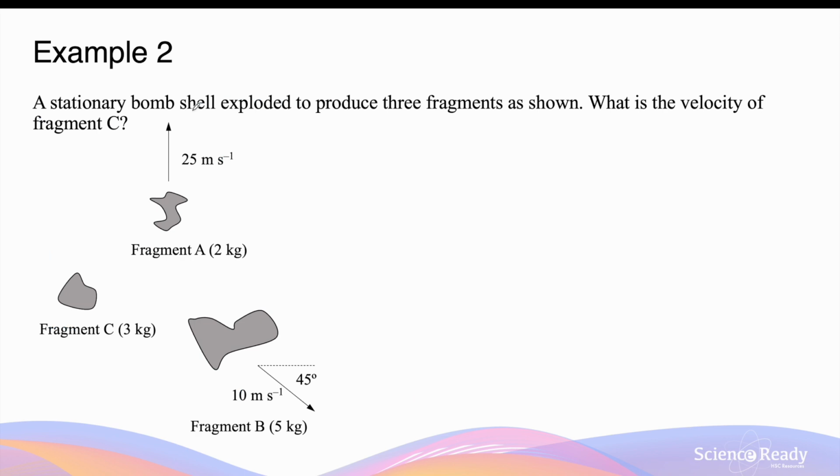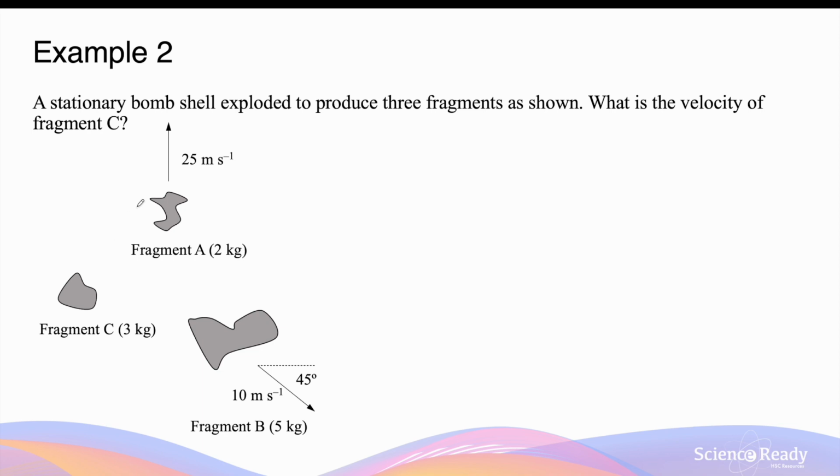A stationary bombshell exploded to produce 3 fragments as shown. We've got fragment A, fragment B, and fragment C. We're given the mass of each fragment in the brackets, and then we are also supplied with the velocity of 2 of the fragments. The question is asking, what is the velocity of fragment C? This is also a momentum and conservation of momentum question in a 2-dimensional system.